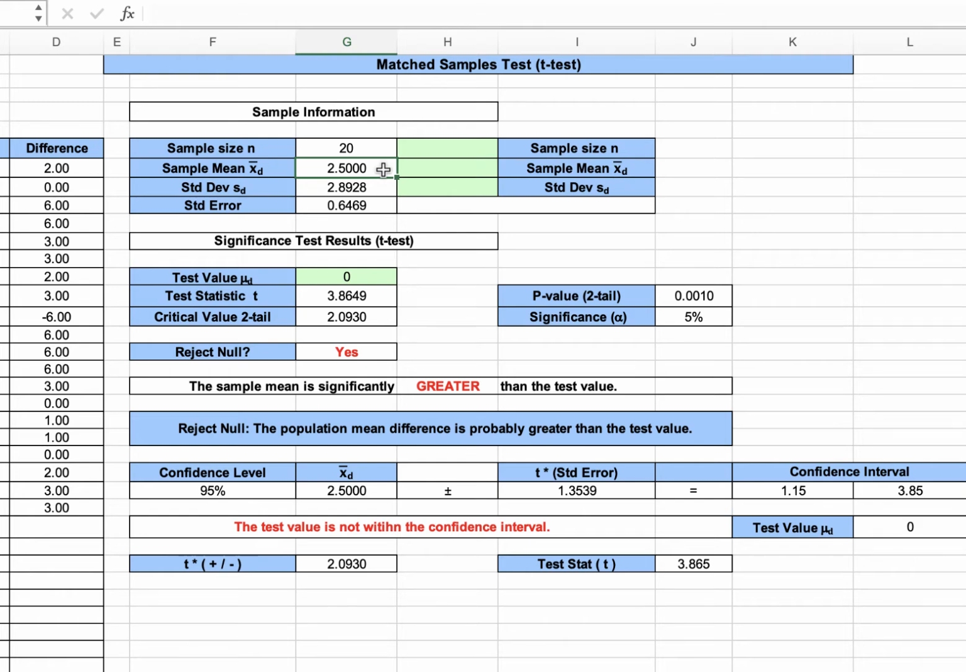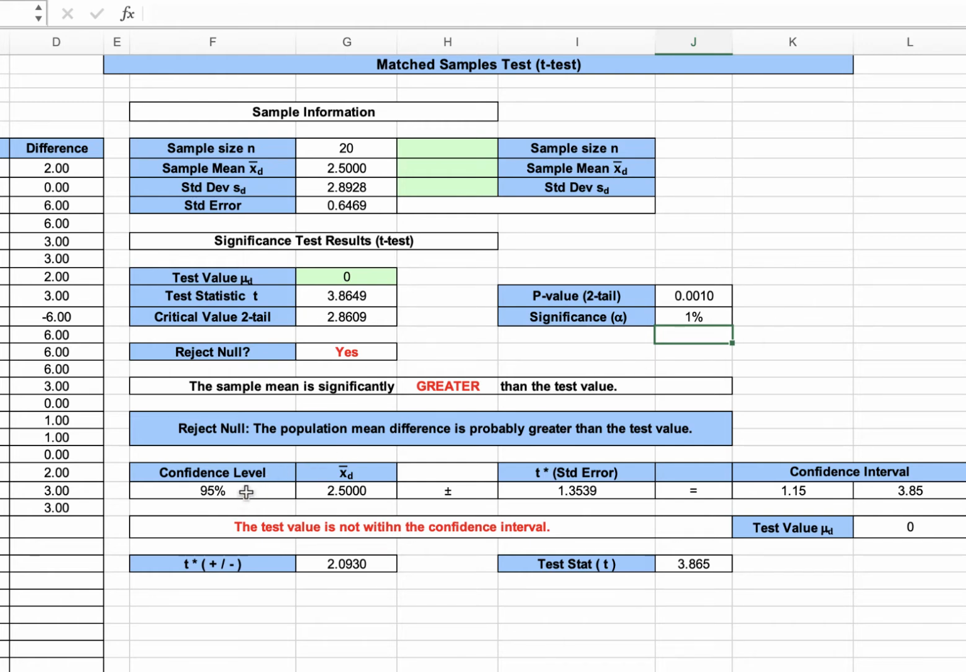So t for 19 degrees of freedom is 3.86. And that makes our two-tailed p-value very close to 0, 0.0010. So this is not only significant at the 5% alpha level, but it's also what we call a highly significant result with a p-value less than 1% alpha.